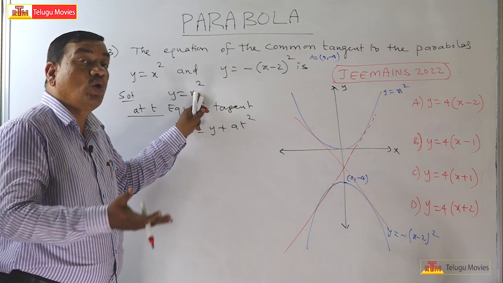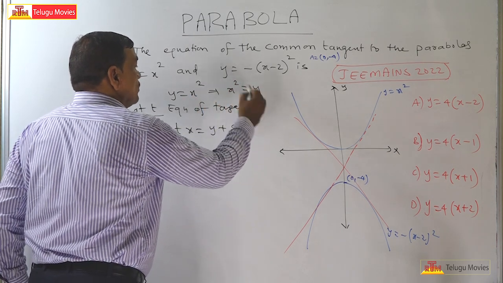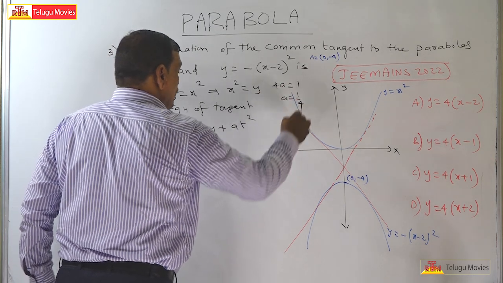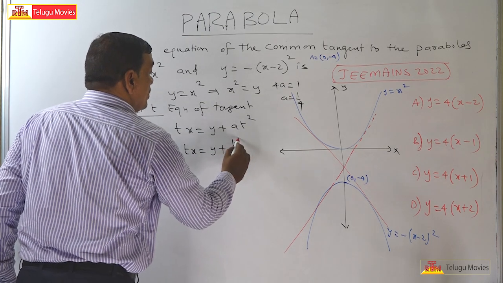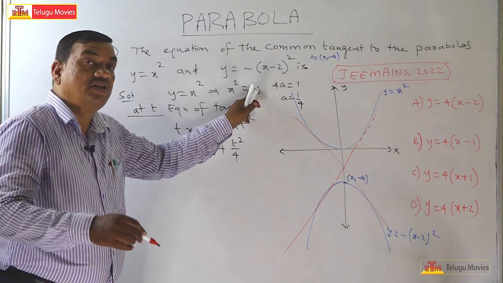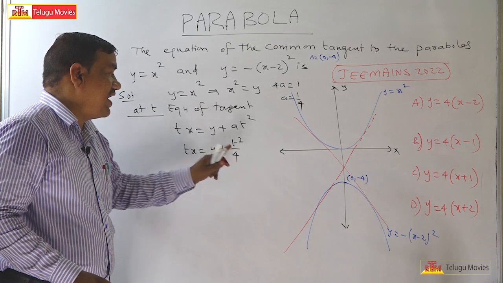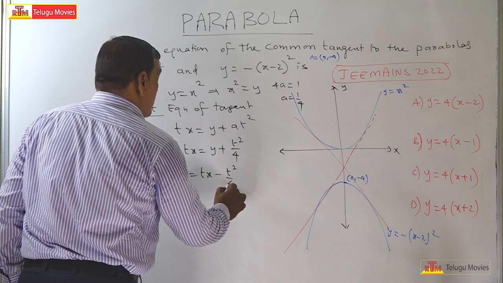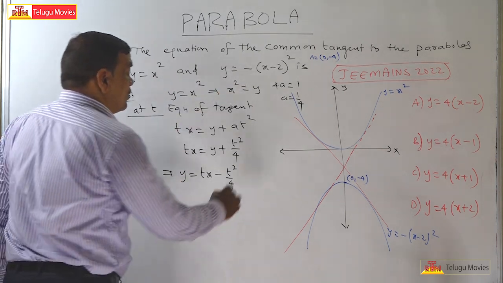If it is x square is equal to 4ay, here it is x square is equal to y, so 4a is equal to 1, therefore a is equal to 1 by 4. Substitute here in tx is equal to y plus at square: the a value is 1 by 4, so this is t square by 4. So from this, what is the y value? y is equal to tx minus t square by 4. We call this equation 1.